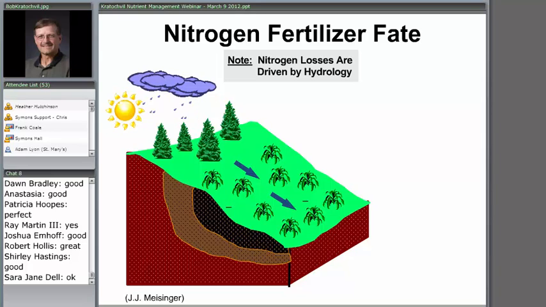Now of course our goal when we place nitrogen on a field is for our crops to take it up as best they possibly can. Now one thing that's very important to note in regards to nitrogen is that it's driven by hydrology. Everything that occurs out there regarding nitrogen is based upon the precipitation that we get, whether it be too much or not enough.